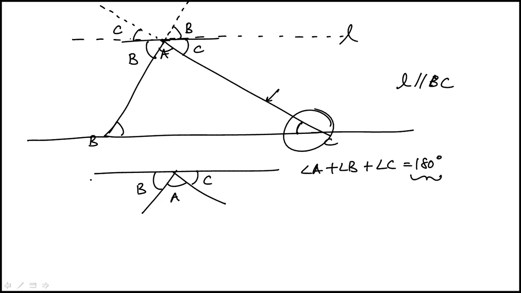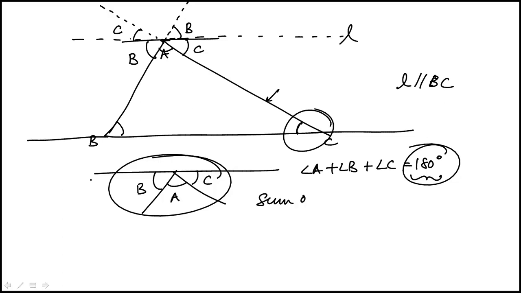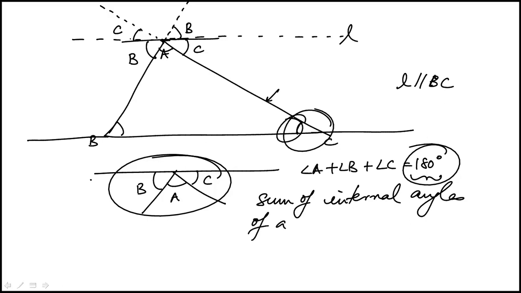Or the general rule is that they merge to form a straight line, because remember 180 is arbitrary. So always remember the sum of internal angles of a triangle, any triangle, and internal angles referring to these inside angles, internal angles of a triangle is equal to 180 degrees. So that's a property we'll be using a lot.